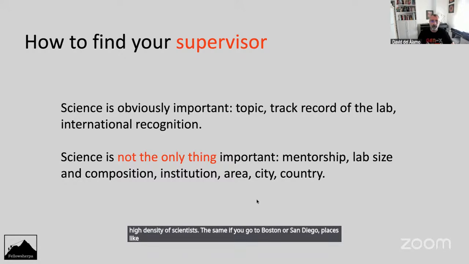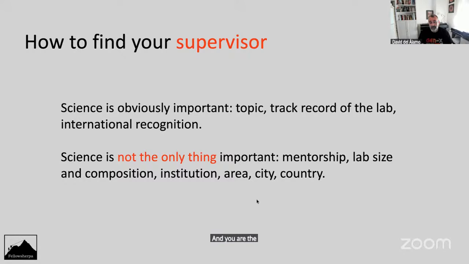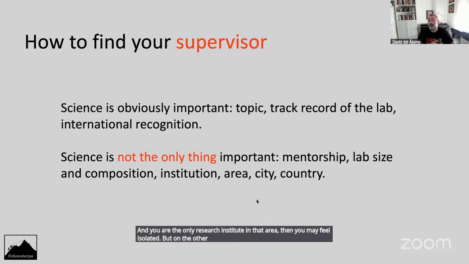If you go to the middle of nowhere and you're in the only research institute in that area, then you may feel isolated. But on the other hand, it could be the perfect place for you because it's a devoted institution for cancer, and that's what you're interested in, and they have very good scientists there.